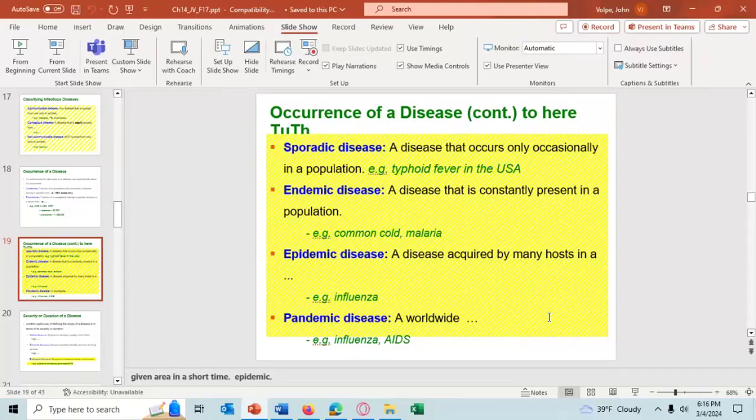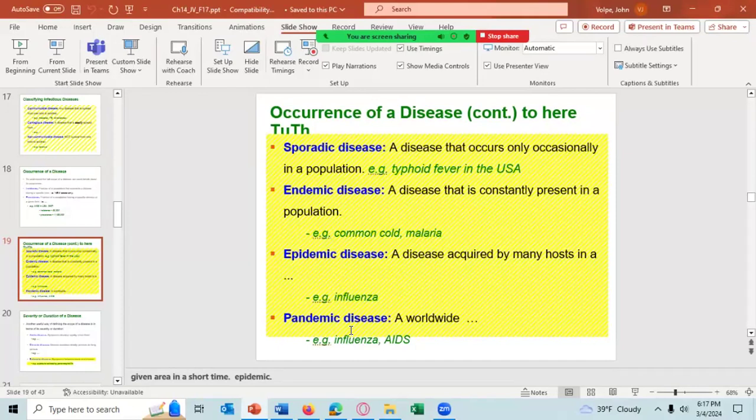An epidemic is a disease where the incidence is higher than expected. Like normally in the wintertime, we have higher cases of the flu. That's not necessarily an epidemic or a pandemic, because you have to have significantly higher numbers than expected to be an epidemic or a pandemic.